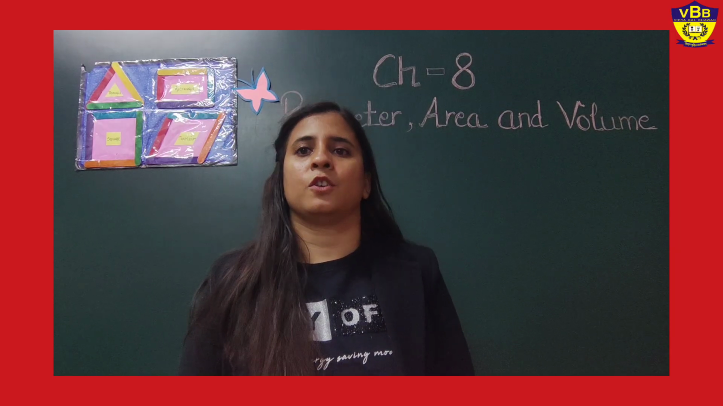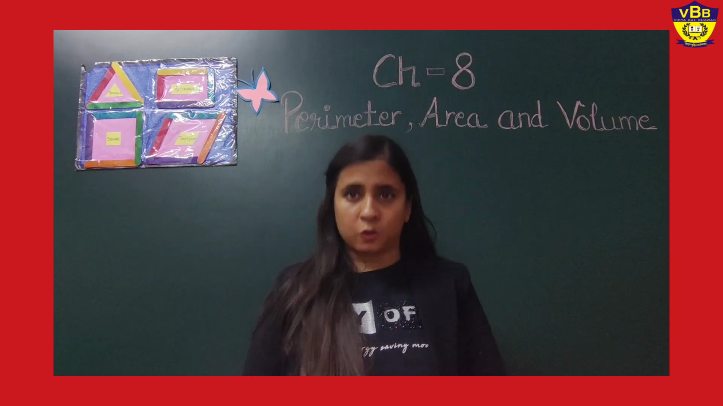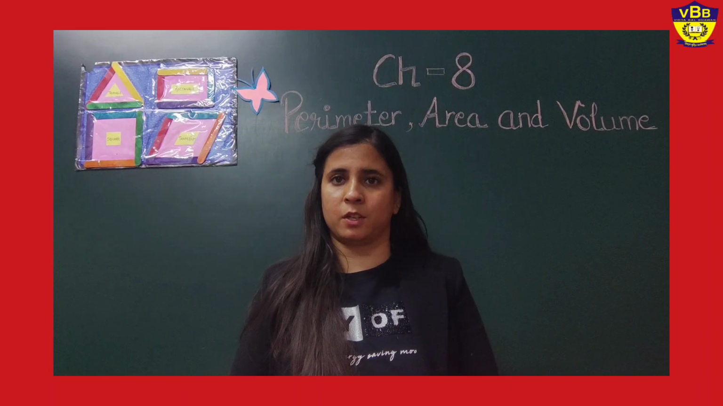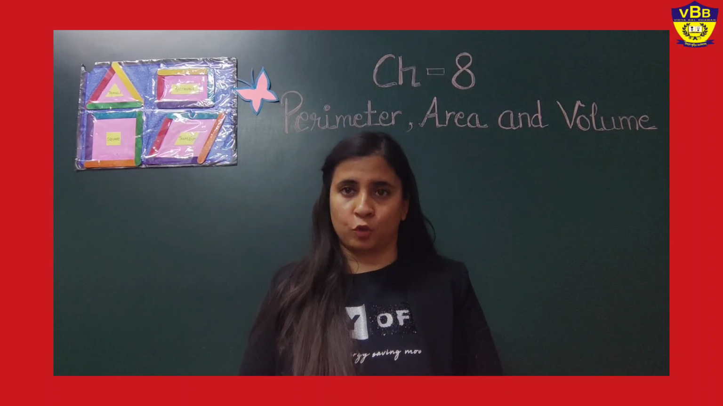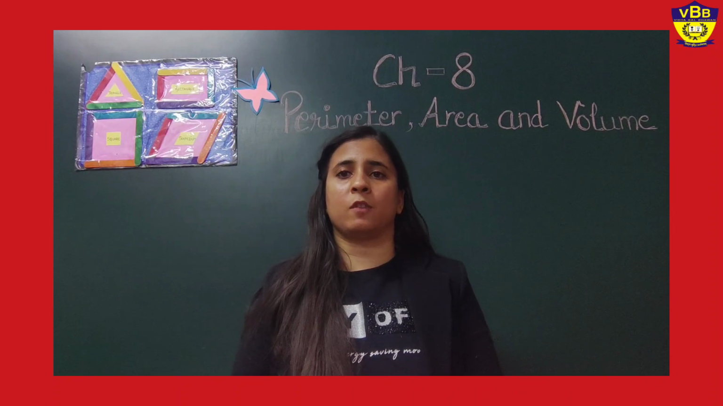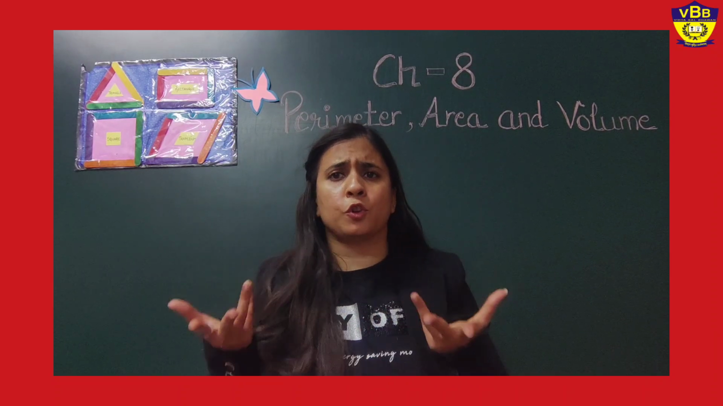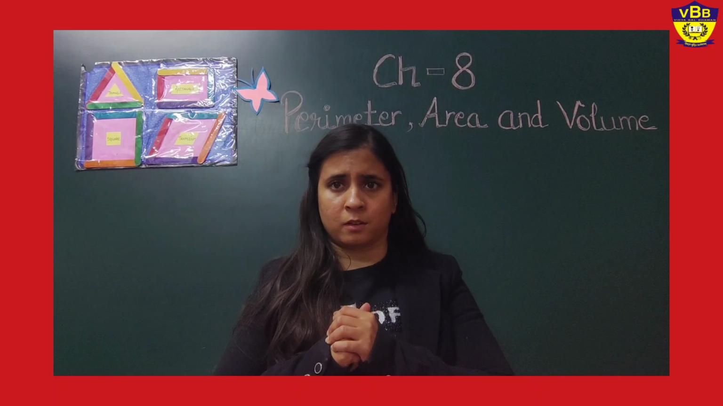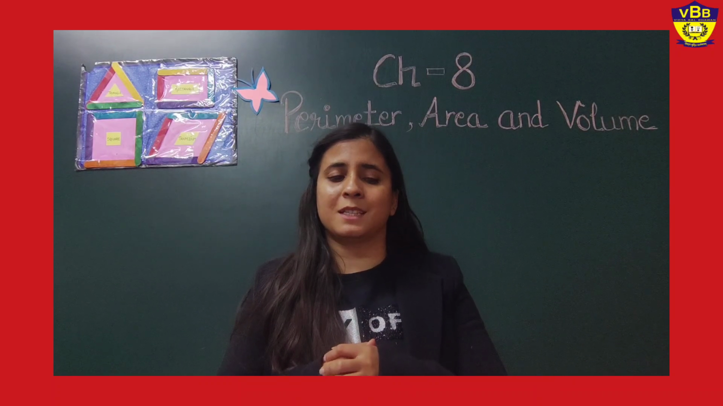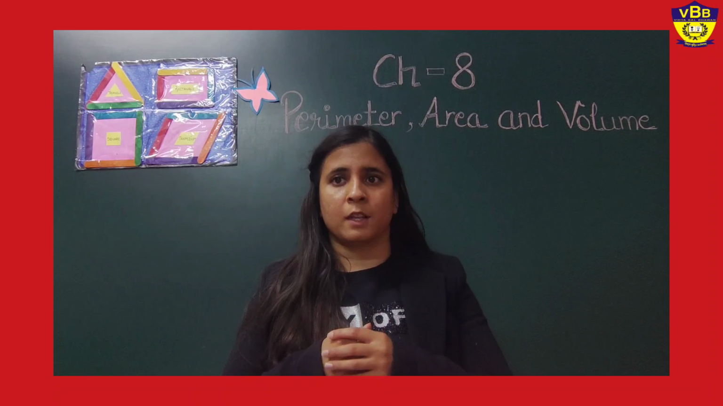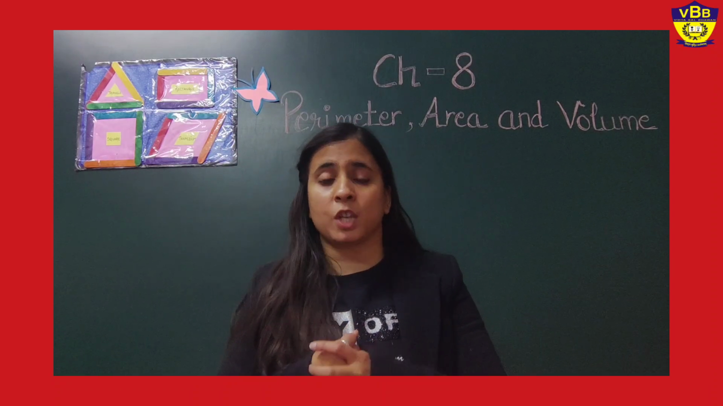Good morning everyone. Today we are going to start with a new chapter, chapter 8, perimeter, area and volume. So we are going to begin with the very first term, that is perimeter. What do you mean by perimeter? Perimeter means the sum of the length of the boundary of any shape.